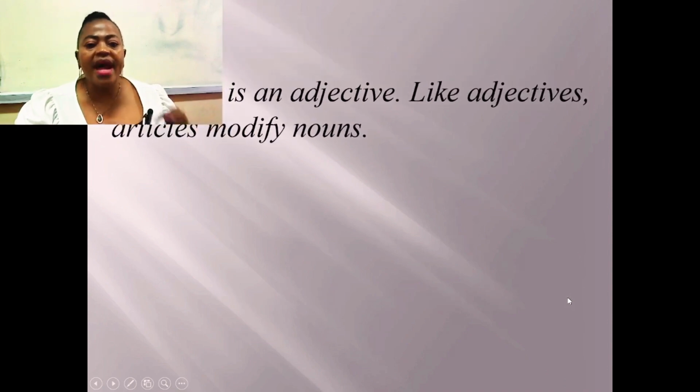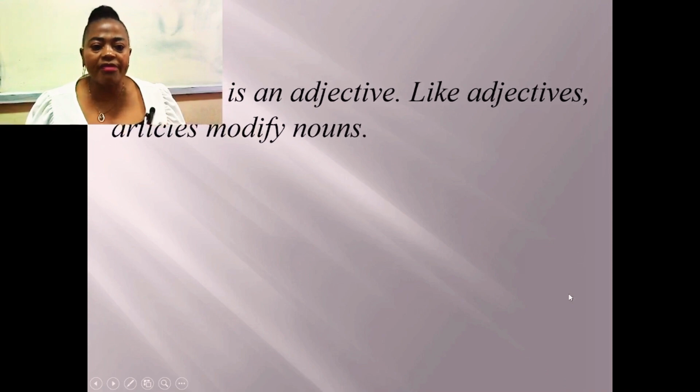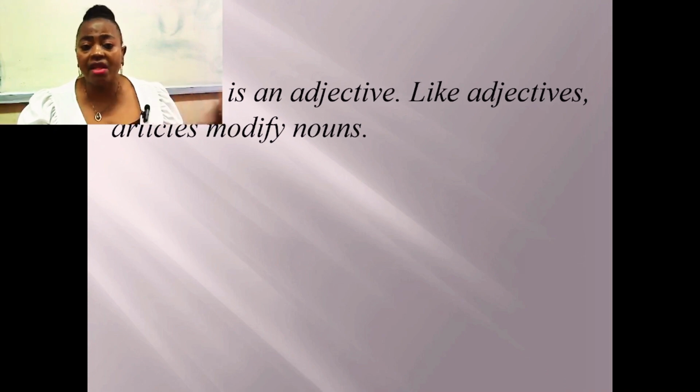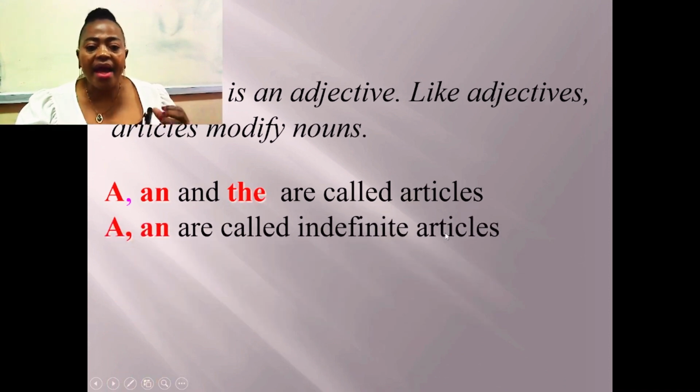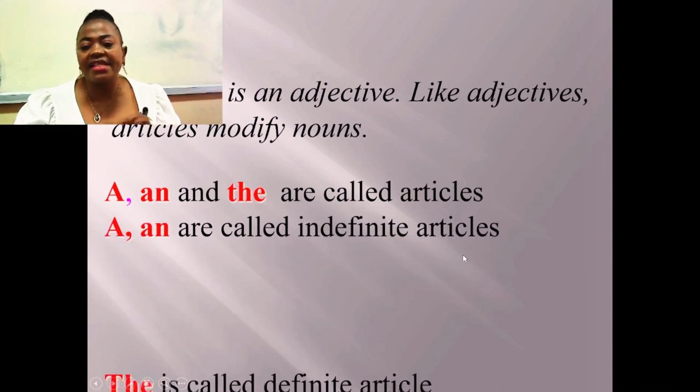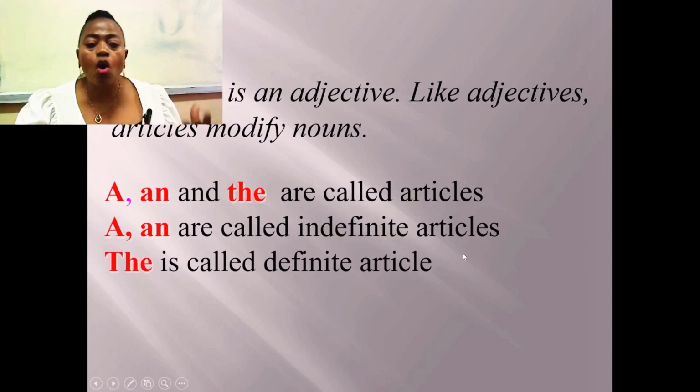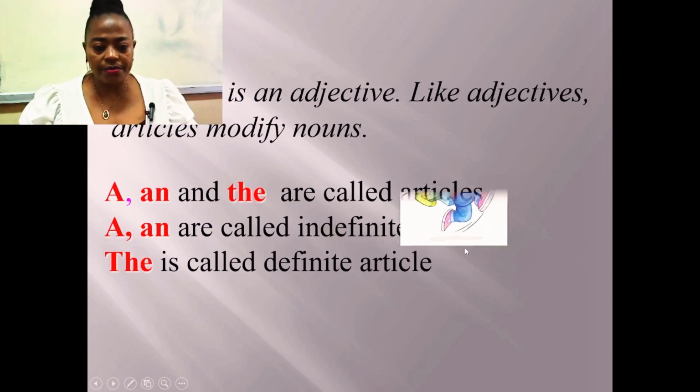You first need to ask yourself, what is an article? An article is an adjective. Yes, we call articles adjectives because they modify nouns. They are just like adjectives, because adjectives are words that modify or describe a noun, and articles are also there to modify nouns. And we have a, an, and the. A and an are called indefinite articles, while the is called the definite article.